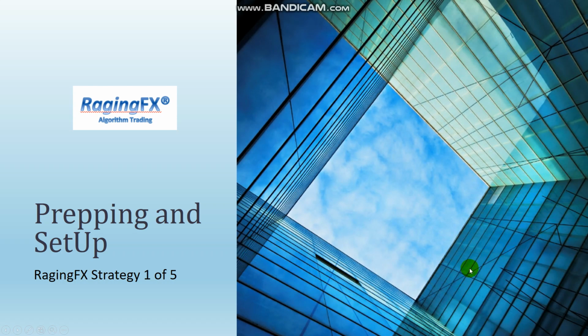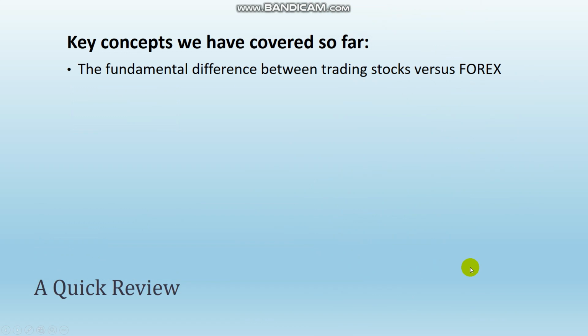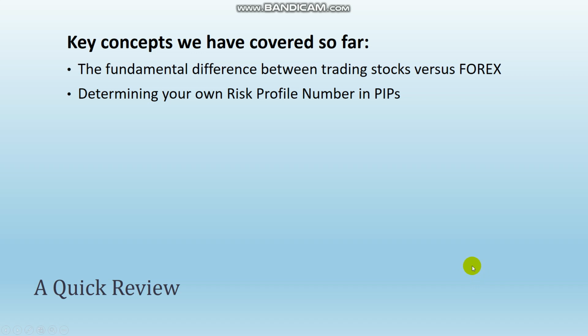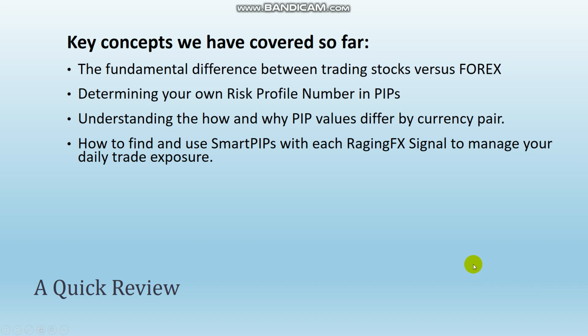Before we begin, let's make a quick review of the key concepts we have covered so far. First, we looked at the fundamental difference between trading stocks versus Forex. Then we learned about how to determine your own risk profile number in pips. That led us through a 3-part segment where we gained a solid understanding of the how and why pip values differ by currency pair. And finally, we discussed how to find and use smart pips with each RagingFX signal to manage your daily trade exposure.